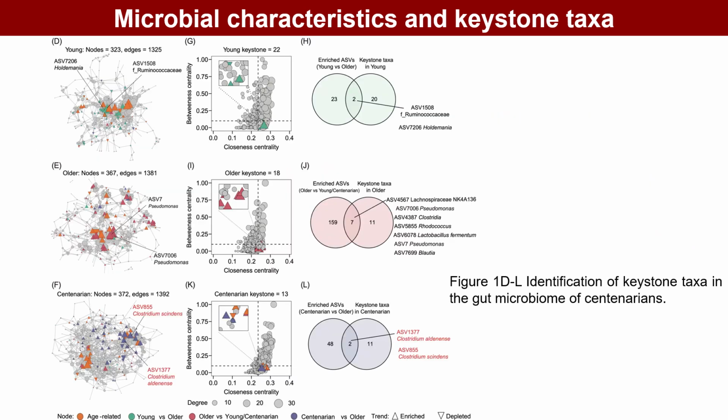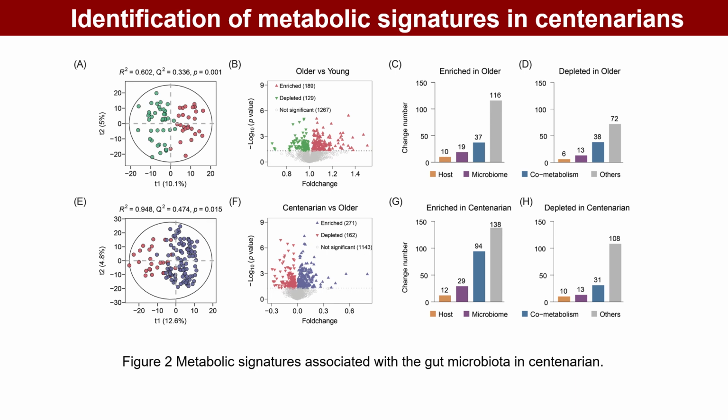We next identified microbial keystone taxa by constructing co-occurrence patterns coupled with microbial networks in the 3 age groups. Notably, Clostridium aldinense and Clostridium scindens were identified as both significantly enriched ASVs and meaningful keystone taxa in centenarians. As microbial reconfiguration and network attribution reshape the host metabolome during aging, we then examined metabolic signatures.